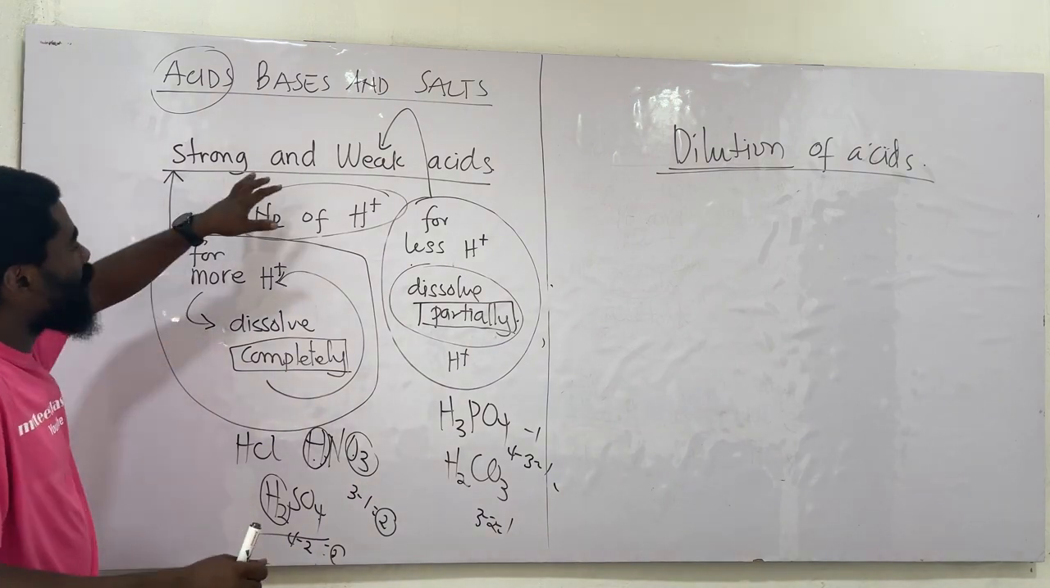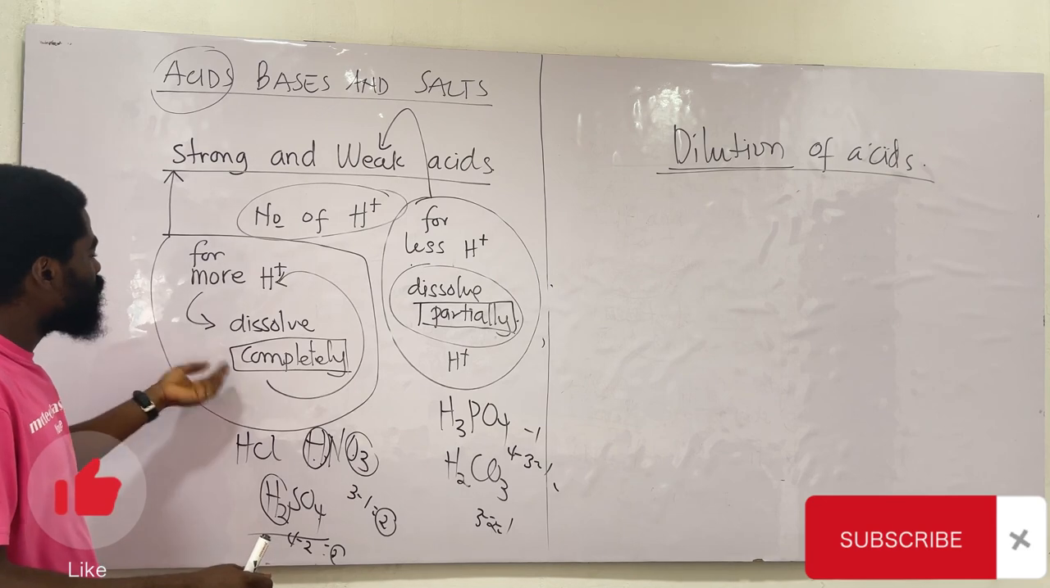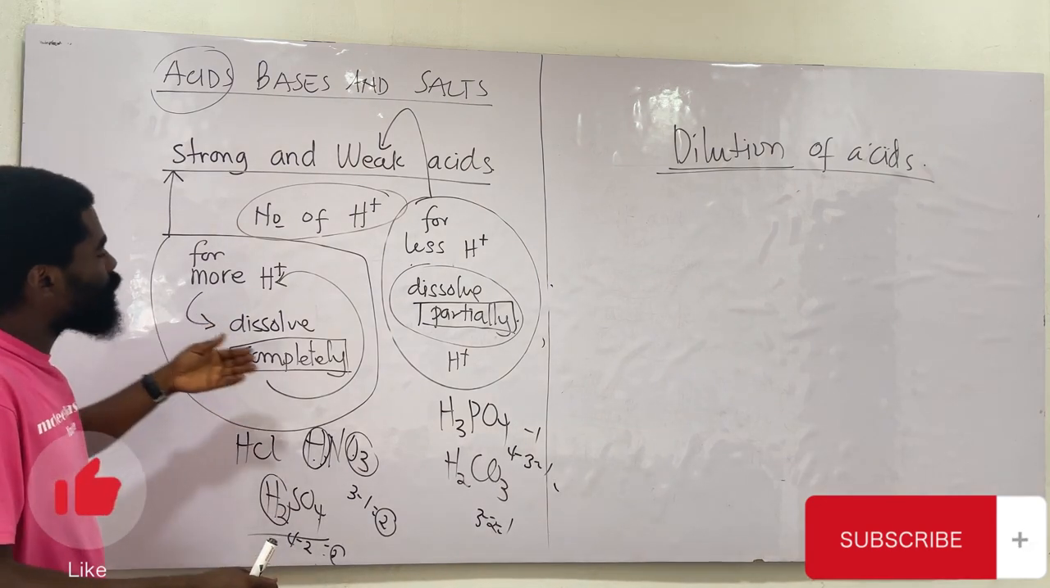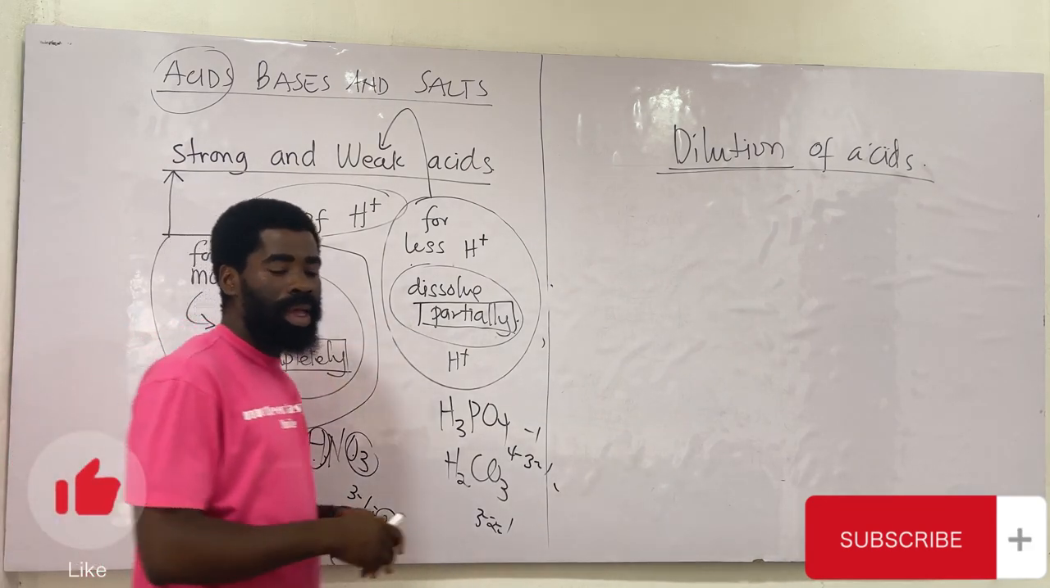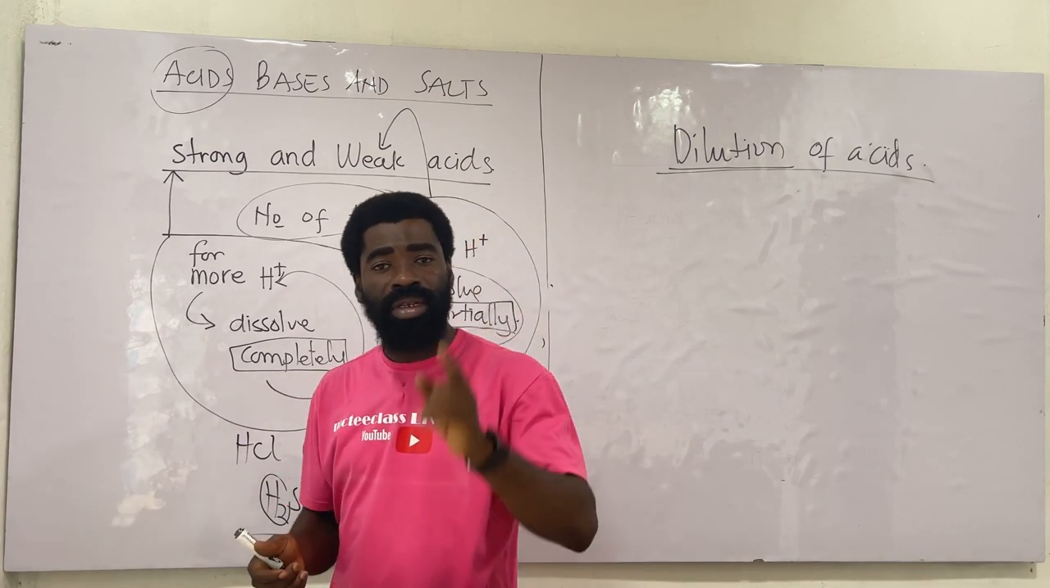Then we look at the strength of an acid, which depends on the number of H+ you have. When you dissolve completely, you are a strong acid. When you dissolve partially, you are a weak acid.